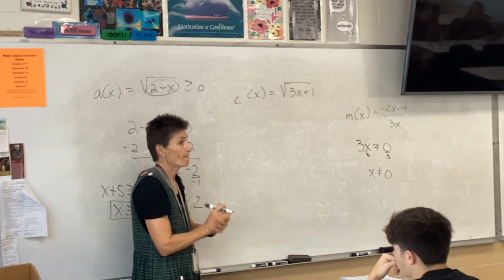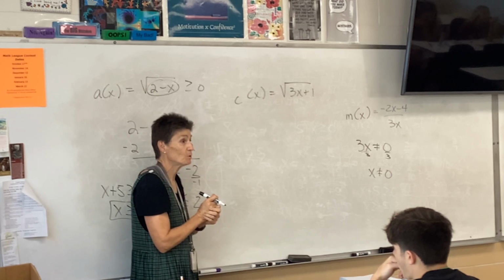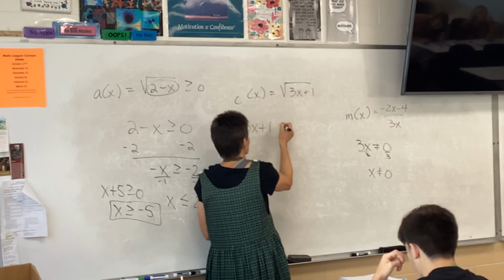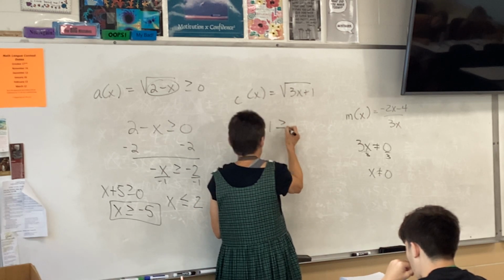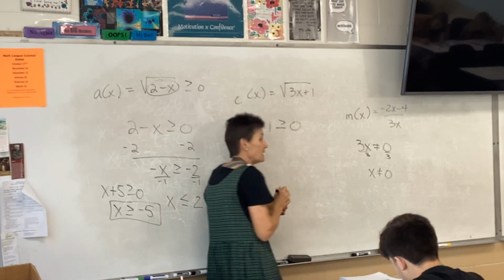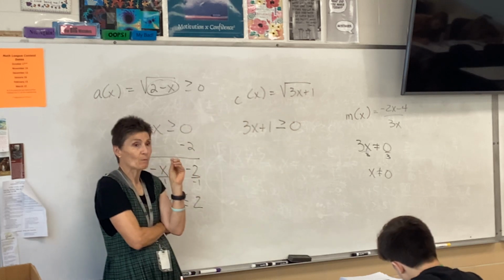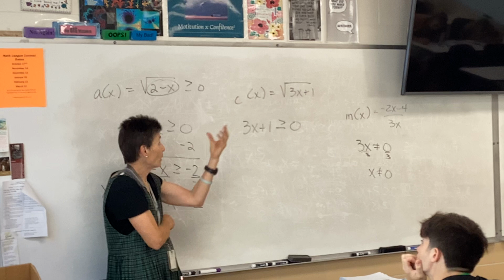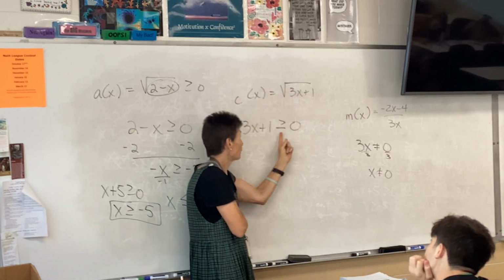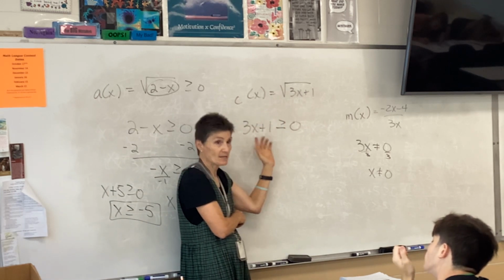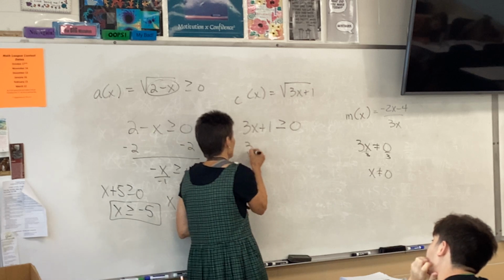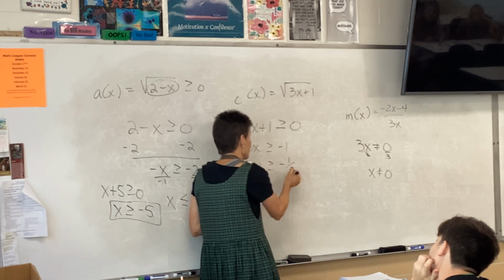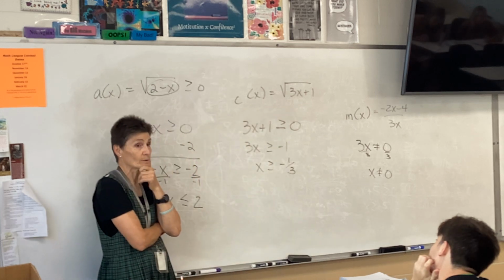Josh? Would it be the same thing as the last one? It would be. So what would you write? 3x plus 1 is greater than or equal to 0. Perfect. Anytime you have a radical, and the question says, what's the domain? You take whatever's under the radical, greater than or equal to 0, and then solve it. So here we're going to subtract 1 and divide by 3. So would you agree x is greater than or equal to negative 1/3?